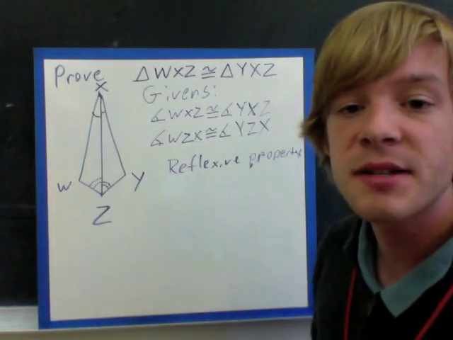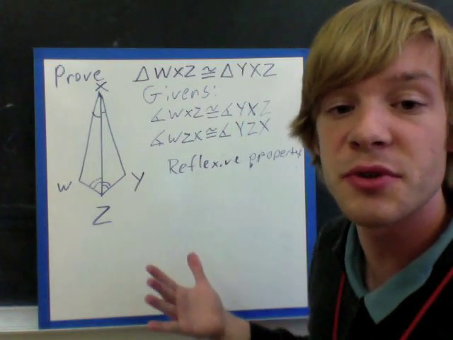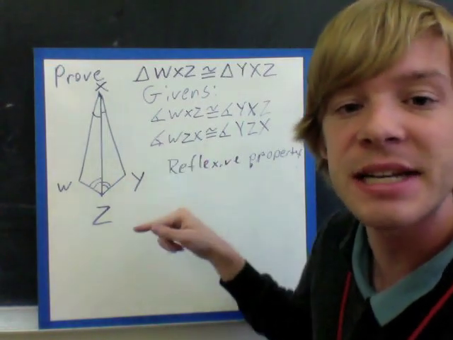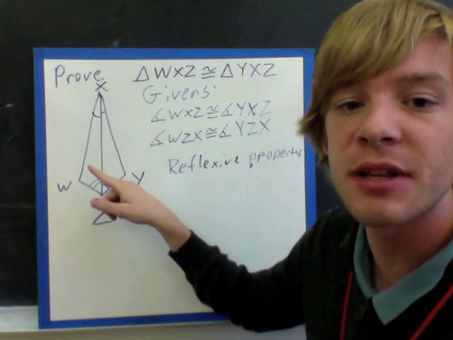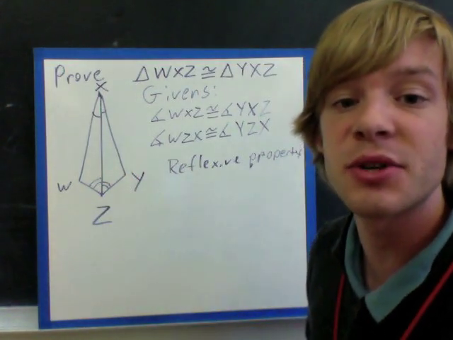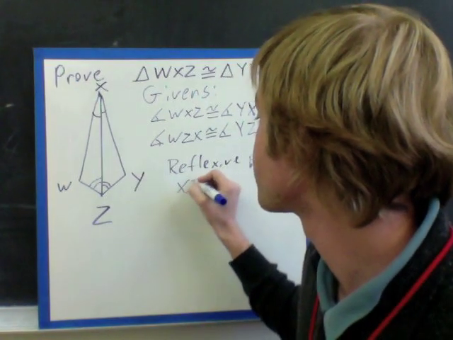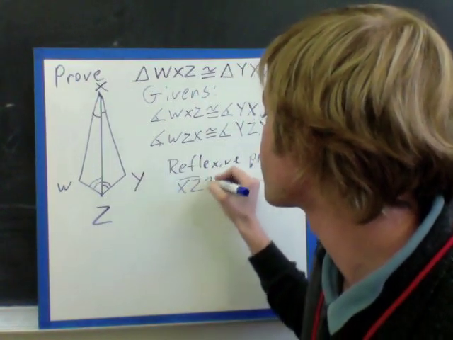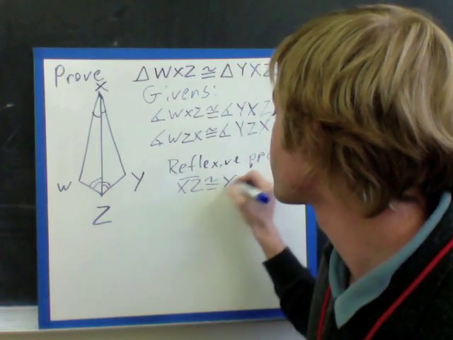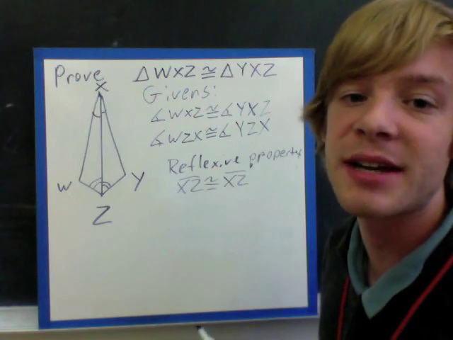And what this says is that any line, if it's used in two triangles, is congruent to itself. So that means XZ is the same if we use it in the left triangle or the right triangle. So we can say that XZ is congruent to itself. So we now have XZ is congruent to XZ.